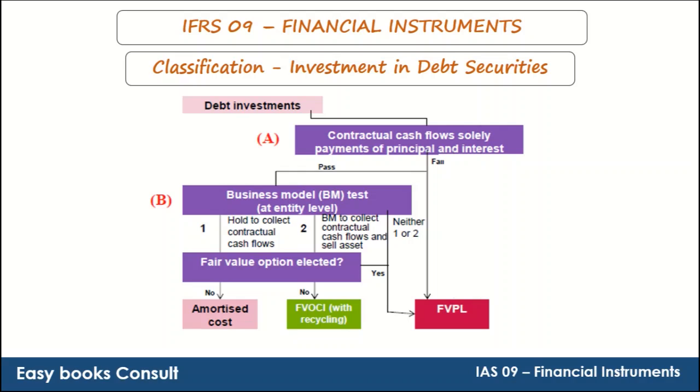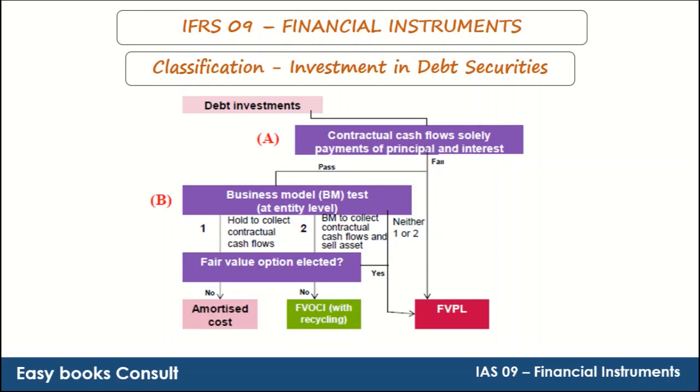A debt instrument that meets the cash flow characteristics test and is not designated as fair value through PL under the fair value option must be measured at fair value through other comprehensive income if it is held within a business model whose objective is to hold the financial assets in order to collect contractual cash flows and sell the financial assets. All other debt instruments are measured at fair value through profit and loss. IFRS 9 contains an option to designate at initial recognition a financial asset as measured at fair value through PL if doing so eliminates or significantly reduces any accounting mismatch.